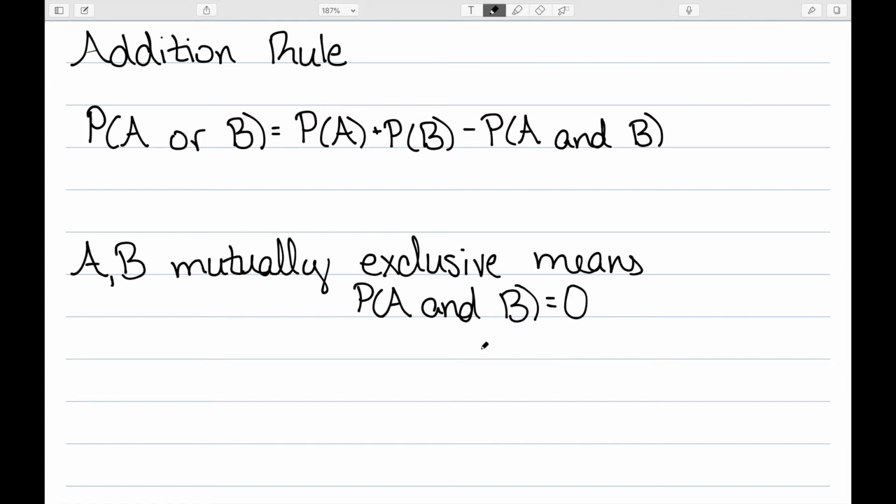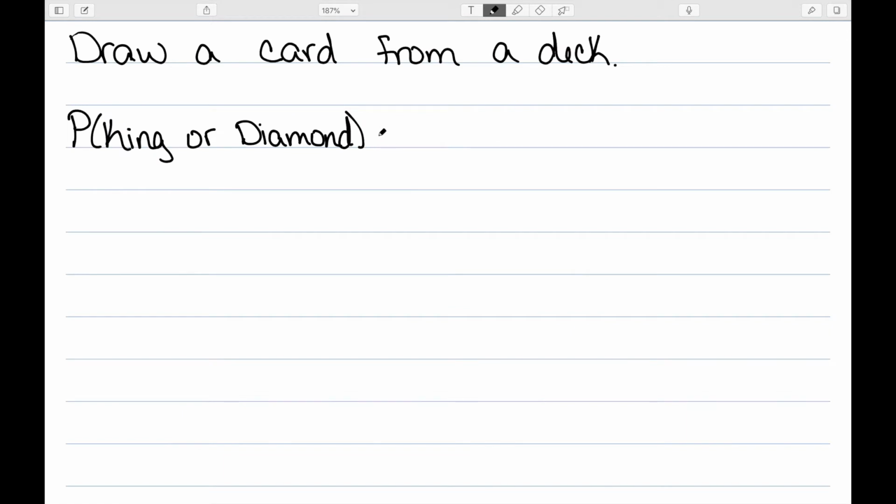Let's look at some examples of this. Let's suppose we draw a card from a standard deck of cards. I want to know the probability that we draw a king or a diamond. The addition rule says we start with just the probability of drawing a king. There are 4 kings in the deck out of a total of 52 cards. We then add the probability of a diamond. There are 13 diamonds out of a total of 52 cards. And then we subtract the chance of getting both. There is 1 king of diamonds out of 52. So when I add these up, I get 16 out of 52.